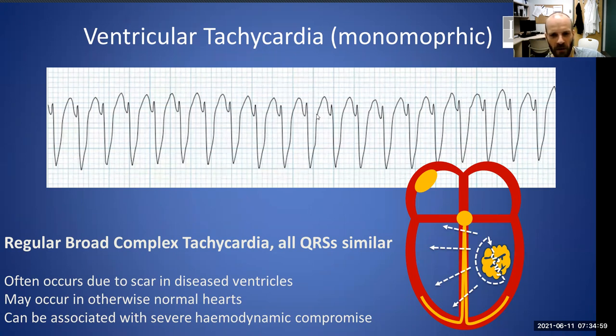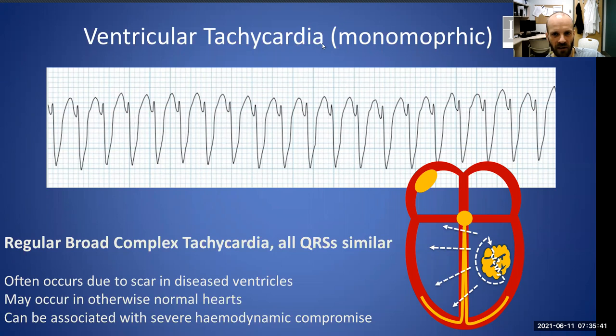The reason that we're not seeing any P waves here is because the atria aren't really involved. You might see P waves occurring in a way that's completely unrelated to the ventricles. It might be that the atria are going at a completely different rate to the ventricles if the electricity can't get back up through the AV node. You may even see that the electricity goes backwards through the AV node and the ventricles are the ones that are activating the atria. But in general, you're not seeing much in the way of P waves in a rhythm like this. So we're broad, we're regular, we're fast, and we're not seeing P waves.